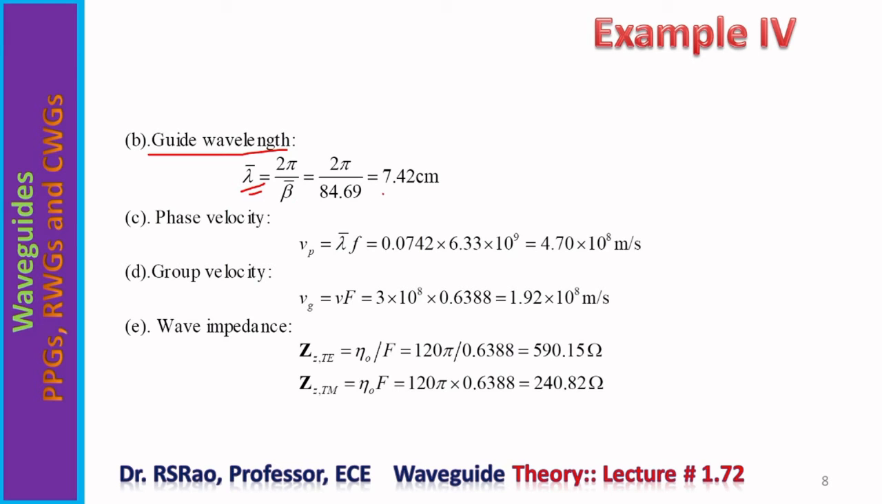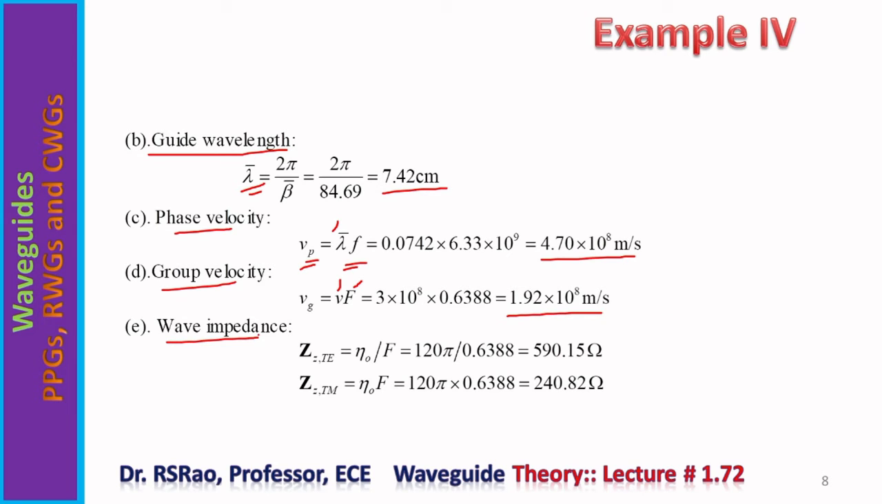Beta bar is already calculated. It comes out lambda bar equal to 7.42 cm. Phase velocity Vp is lambda bar into frequency. It comes out 4.70 × 10^8 meters per second. Group velocity is velocity multiplied by factor F. V is available, factor F is available. V is equal to C because it is air filled. Vg comes out 1.92 × 10^8 meters per second.